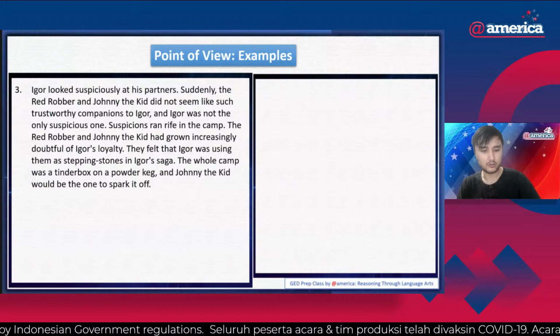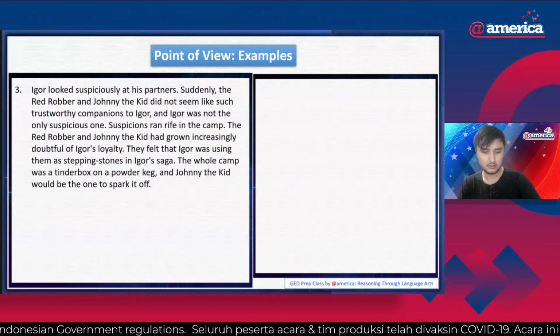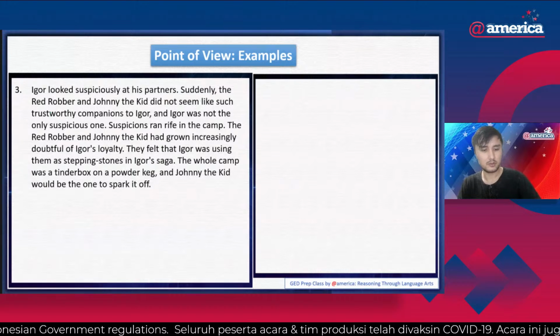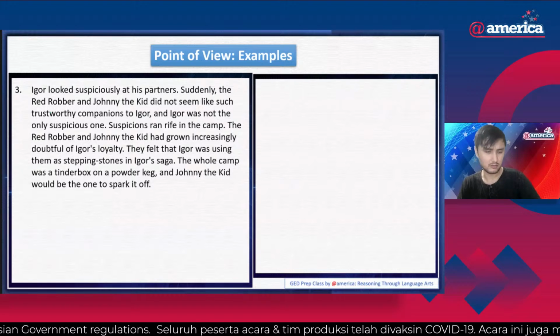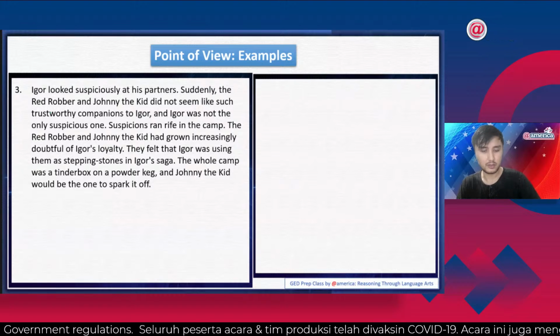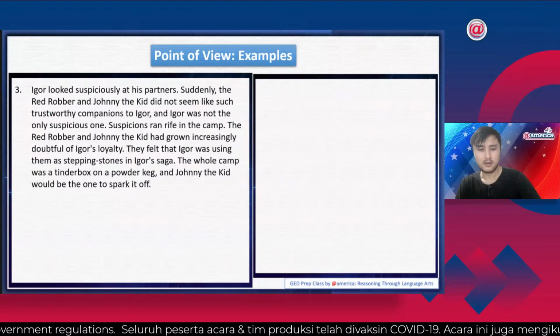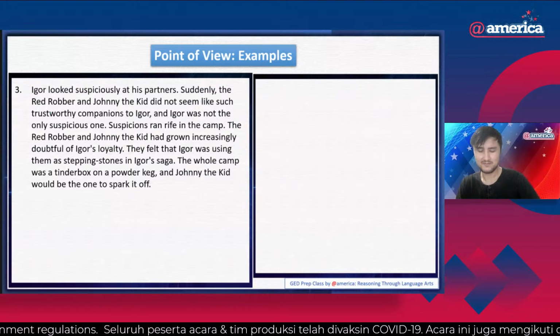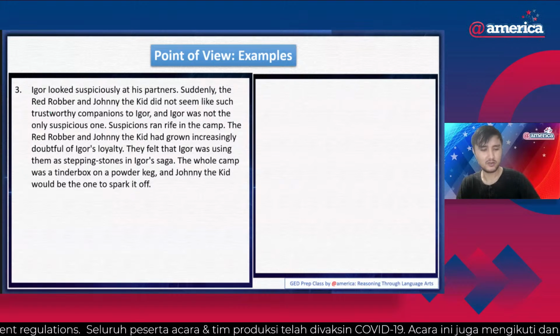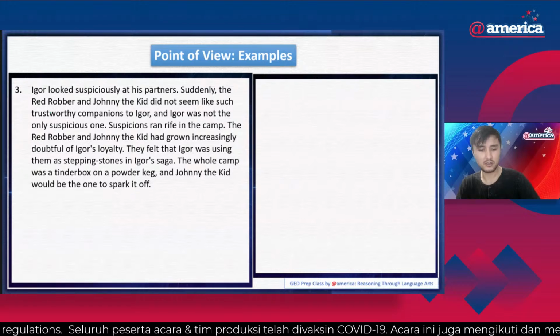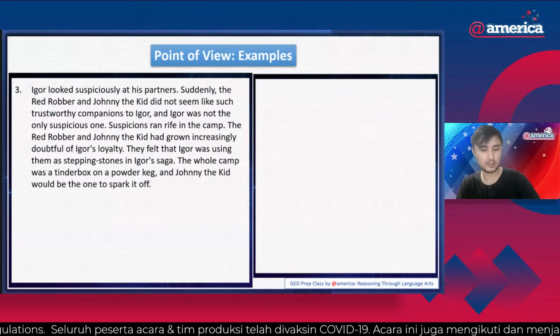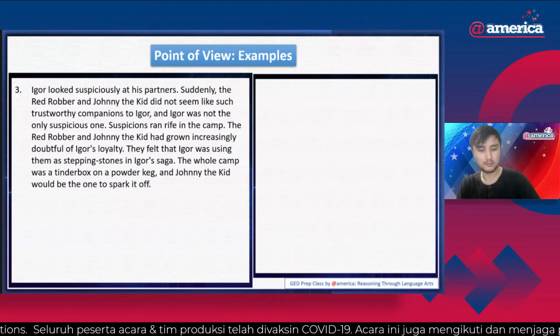The Red Robber and Johnny the Kid had grown increasingly doubtful of Argo's loyalty. Not really sure about the name. The Kid felt that Argo was using them as stepping stones in Argo's saga. The whole camp was a tinderbox, a powder keg, and Johnny the Kid would be the one to spark it off. Okay.